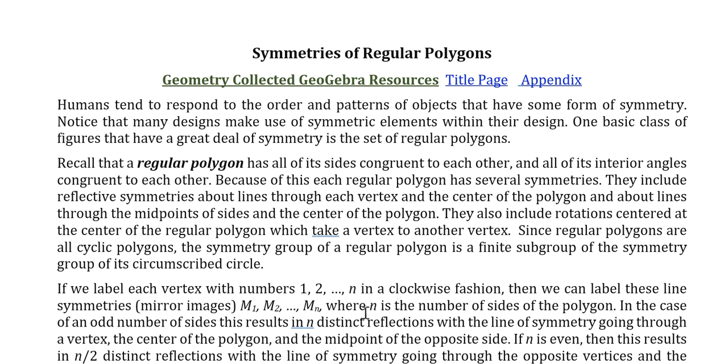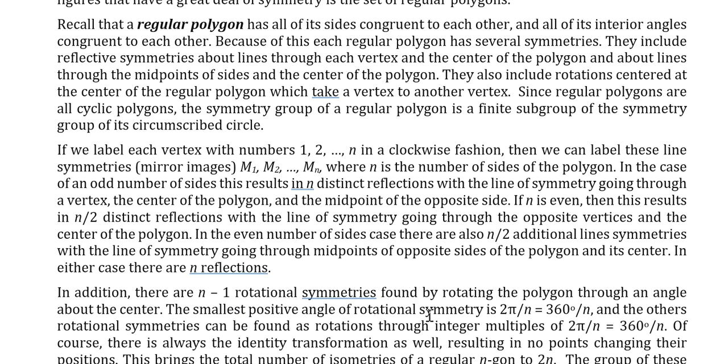If we label each vertex with numbers 1, 2, up to n in a clockwise fashion, then we can label these line symmetries M1, M2, up to Mn, where n is the number of sides of the polygon. In the case of an odd number of sides, this results in n distinct reflections, with the line of symmetry going through a vertex, the center of the polygon, and the midpoint of the opposite side. If n is even, then this results in n divided by 2 distinct reflections, with the line of symmetry going through opposite vertices and the center of the polygon. In the even case, there are also n divided by 2 additional lines of symmetry, where the line goes through midpoints of opposite sides and the center. In either case, there are n reflections.